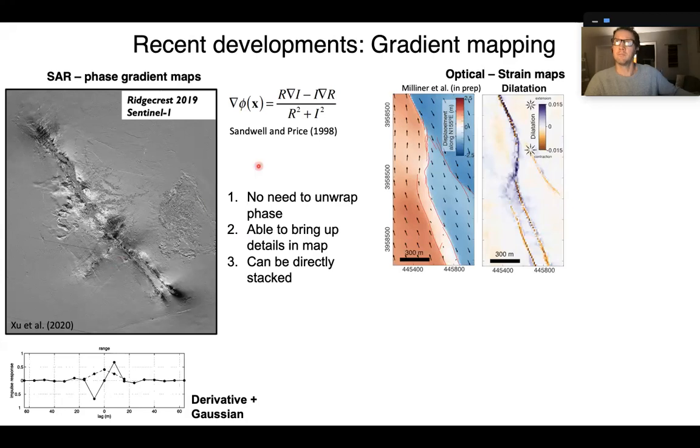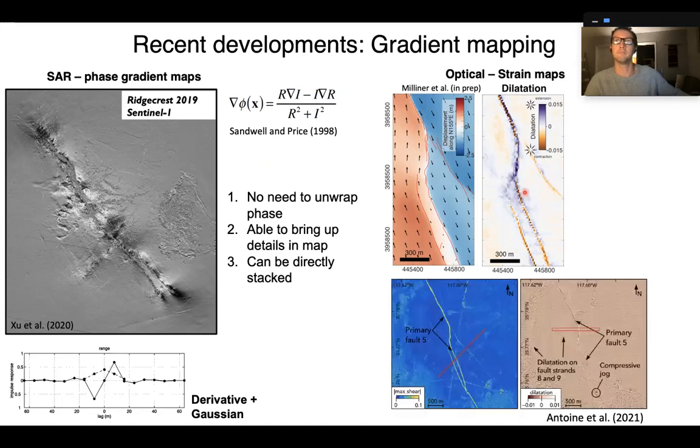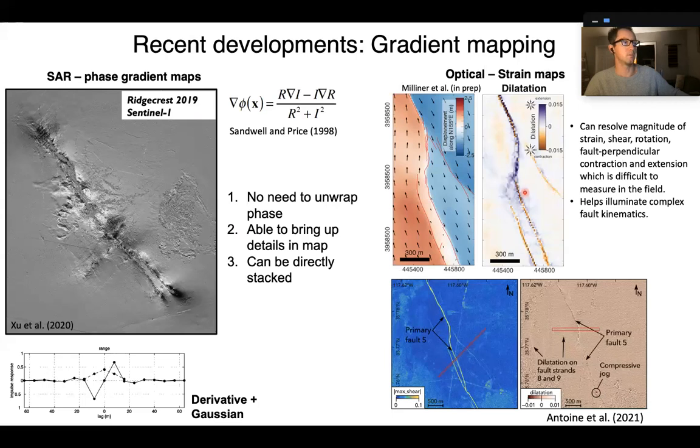On the optical side, strain maps are now a popular technique, which is also just another kind of gradient mapping technique. And this is now possible because the optical satellite images are being acquired at increasingly higher resolution. And so from these strain maps, you can resolve the magnitude of shear, magnitude of strain, rotations, fault perpendicular contraction or extension, which is typically difficult to measure in the field.